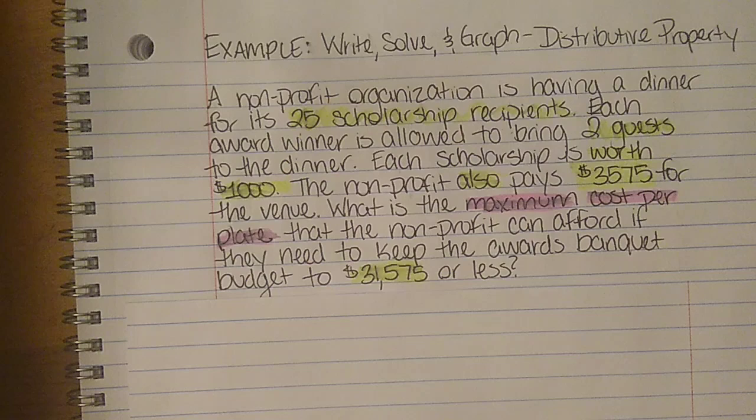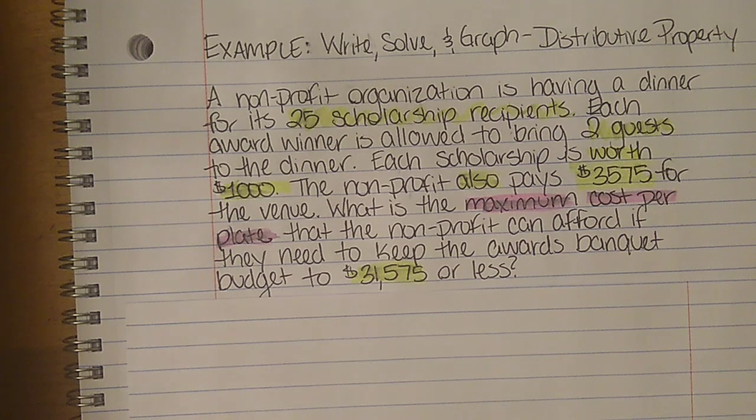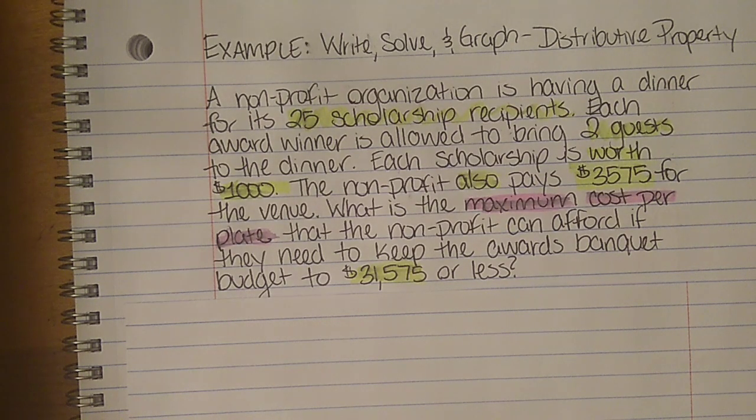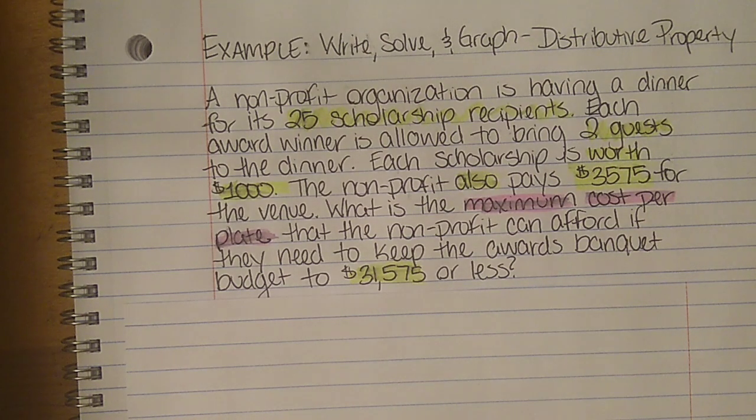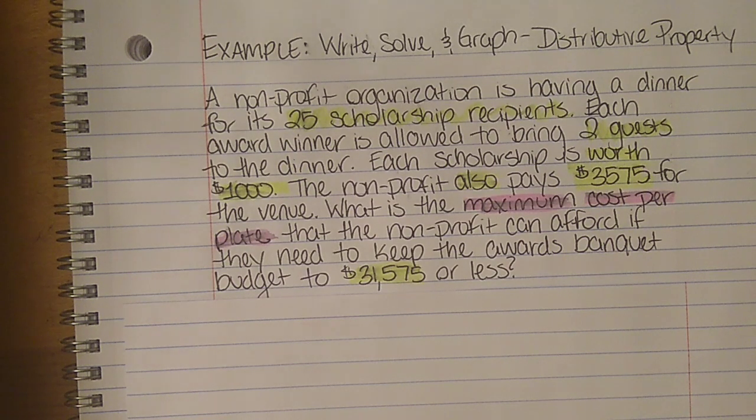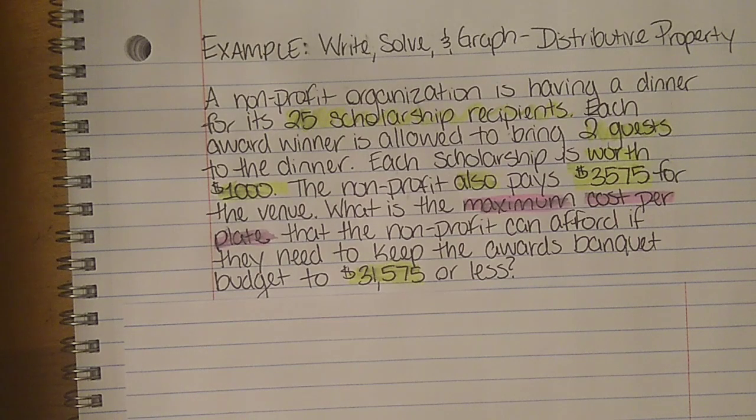We also know that the nonprofit pays out $3,575 for the venue. That, to me, is a constant. That's not something that's going to change no matter how many people are coming to this dinner. Our question here is, what is the maximum cost per plate that the nonprofit can afford if they're keeping that awards banquet budget to $31,575 or less? So setting a budget, creating a budget, and following it, those are things that are likely to happen in your real life.